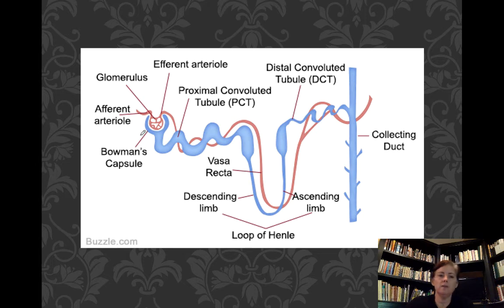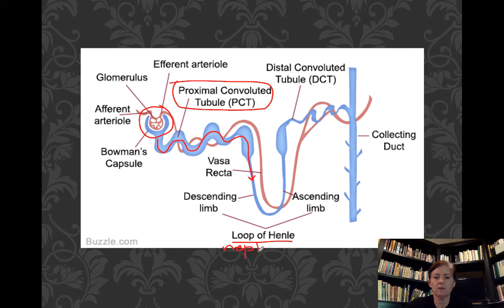And then if we look at the rest of our renal tubule, if we isolate this area here, we've got our glomerulus and Bowman's capsule, so that's our corpuscle. The rest of this is the renal tubule. So what's included in the renal tubule? Well, we've got the proximal convoluted tubule, which is this structure here. Then we head downwards through the descending limb of the loop of Henle, which is also known as a nephron loop.